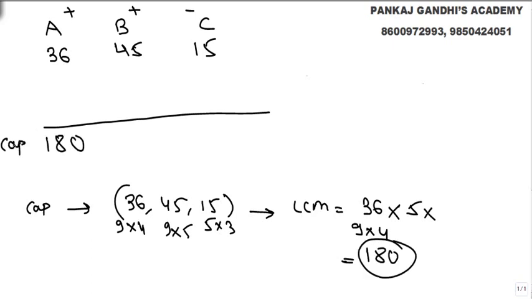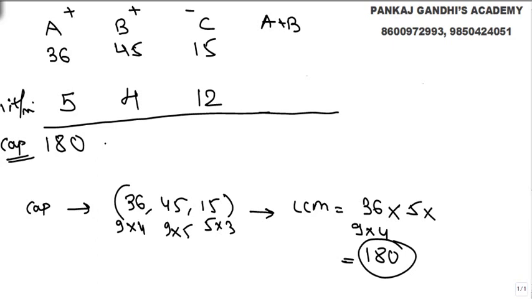So if capacity is 180 liters, per minute A fills 5, B fills 4, and C empties 12 liters per minute. Now the question says, first A and B fill only half tank. If full tank is 180, half tank is going to be 90, and who fills this 90 is A and B.